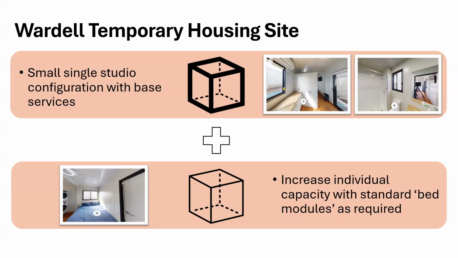The design of the temporary housing site was broken into small single studio configurations. As these 2 images show, each of these modules contains house-based services, expanding with the standard bed modules down there. Studios can be increased in individual capacity as required. This design ensured each home could accommodate any size family. Finally, the site was set up for up to 200 residents within 51 self-contained housing units.